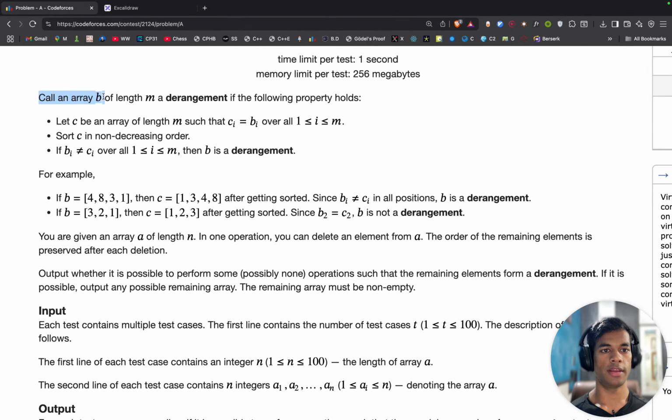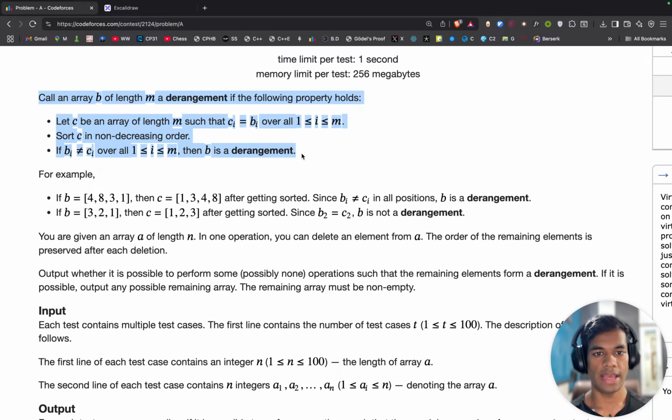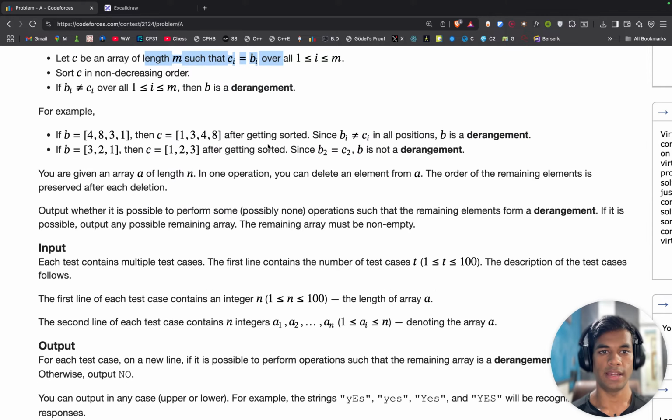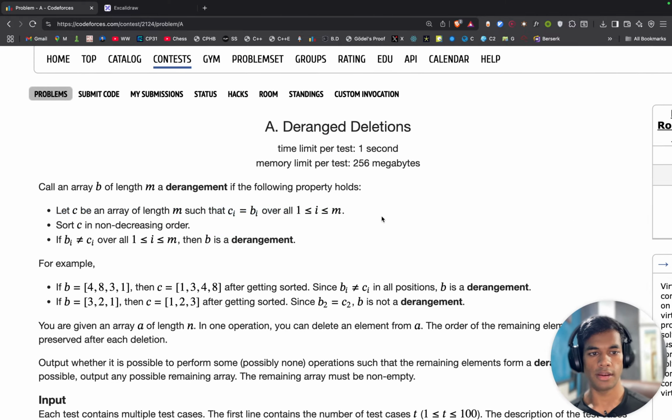So call an array B of length M a derangement if the following properties hold. Let C be an array of length M such that C is a sorted copy of B, sorted in descending order, and B is not equal to C at any index. An array is called deranged. I have an array B and I want to figure out if it is deranged or not.